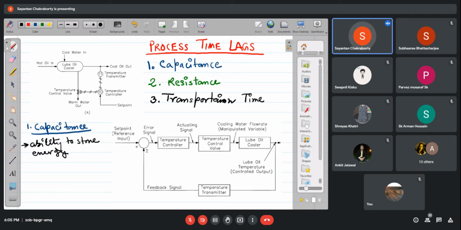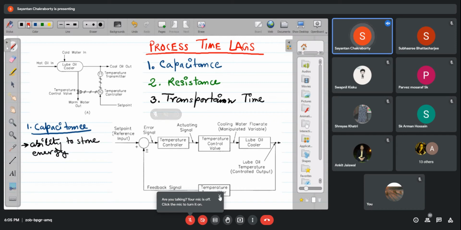So it will take a particular amount of time before the temperature drop in the outlet oil flow will be seen. There will be a slight delay because of this capacitance property. The wall of the tube through which the lube oil is flowing will tend to retard the change in temperature, because there is a temperature gradient. Heat will be transferred, but it will not be instantaneous. So this is a property due to the ability to store energy.